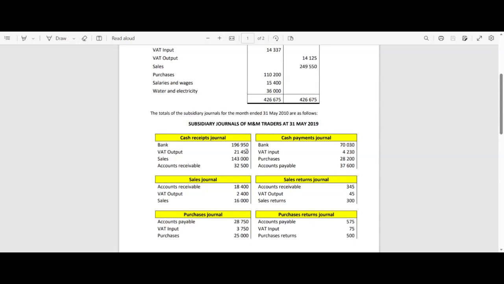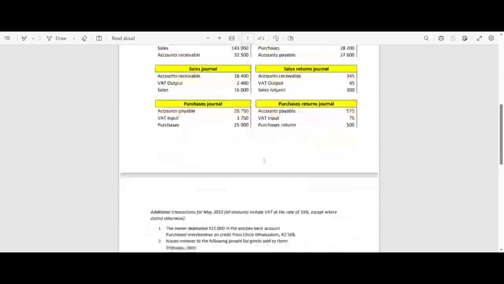So when we got to this point where we have these totals, they are not balances, these totals in our subsidiary journals or our special journals, that was only halfway through the month, because then we see there are some other transactions that still occurred during the month of May as well, which we are going to record.